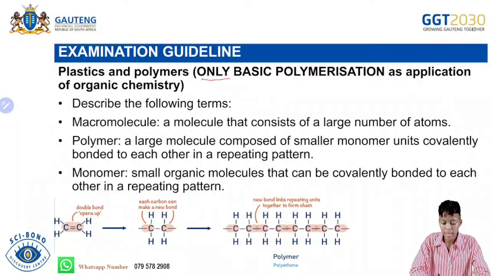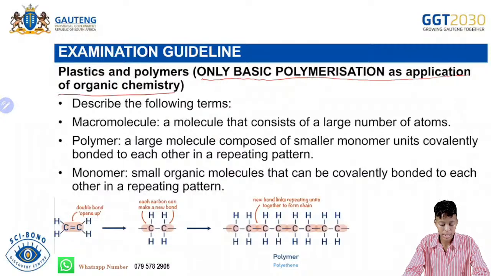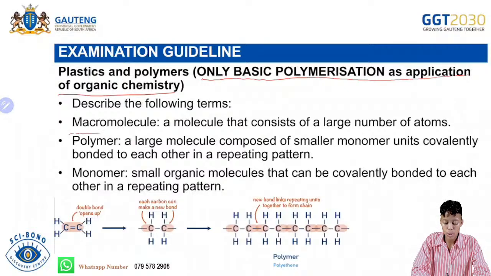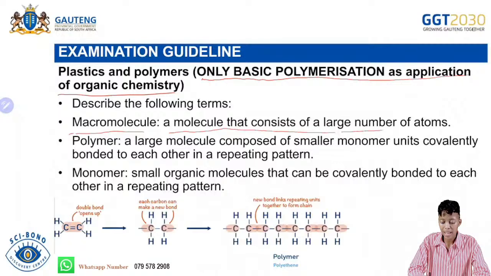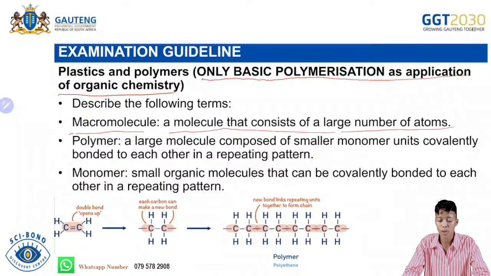Okay, then next we need to know plastics and polymers. So the examination guideline says you need to know only the basic polymerization as an application of what? Of organic chemistry. And then with that you need to describe the following terms. The first one there, it says a macromolecule. So it says a molecule that consists of a large number of atoms. So remember, with your definitions, you are going to get what? You are going to get either 2 marks or nothing.